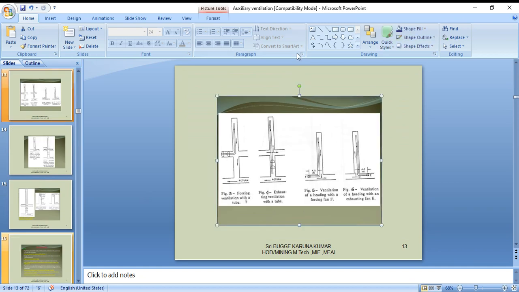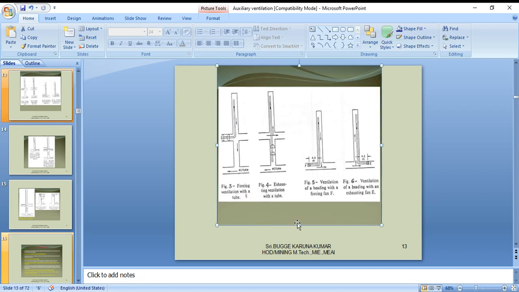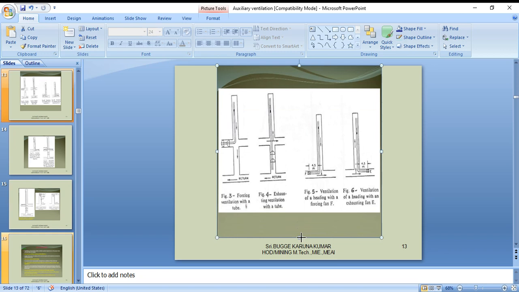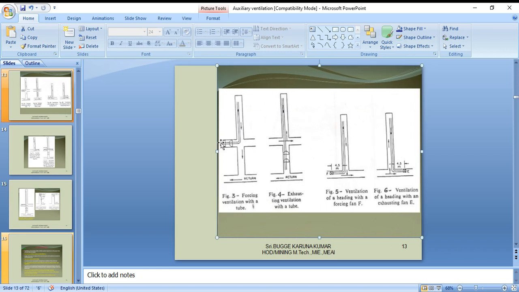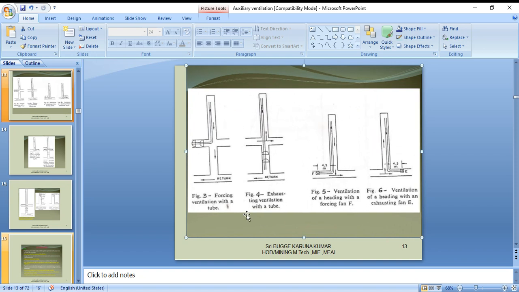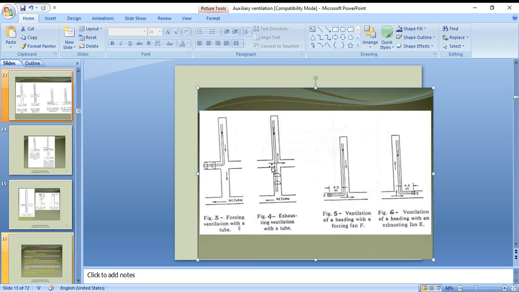Then here also I'm showing one beautiful figure. It's a beautiful picture of auxiliary ventilation system with the forcing ventilation with the tube. So this is the forcing. The air is forced to go inside. So this is one. The return. The exhaust ventilation with the tube is exhausting. It is extra exhausting air.